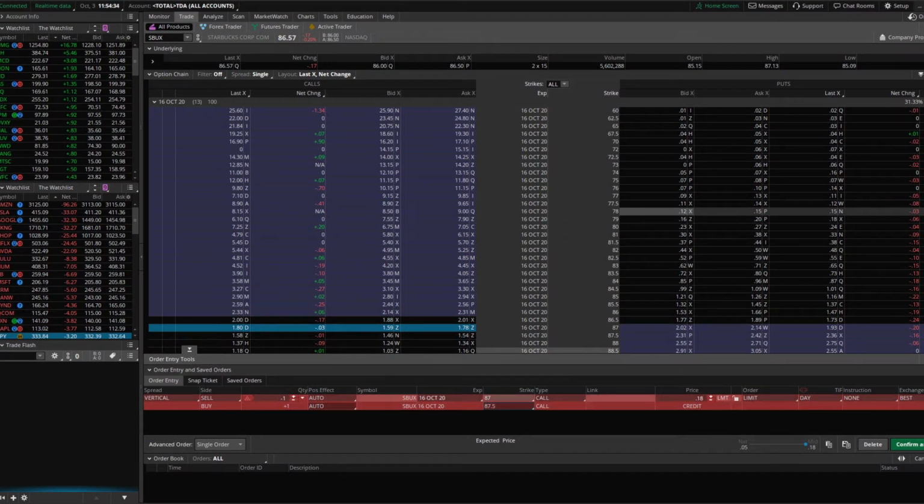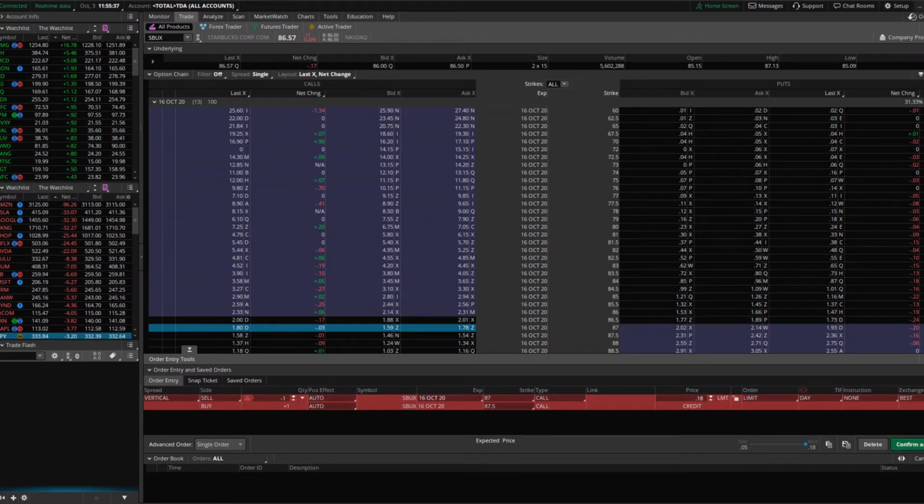So in this case, I got the 87 and the 87.5. So my collateral is going to be $50 minus the credit you receive, so $18. So my total collateral is going to be about $32 on this, plus the commissions, which are about 65 cents each. So the total credit we're actually receiving here on thinkorswim is $16.68, and then our collateral is $50 minus $16.68, so that's about $34.